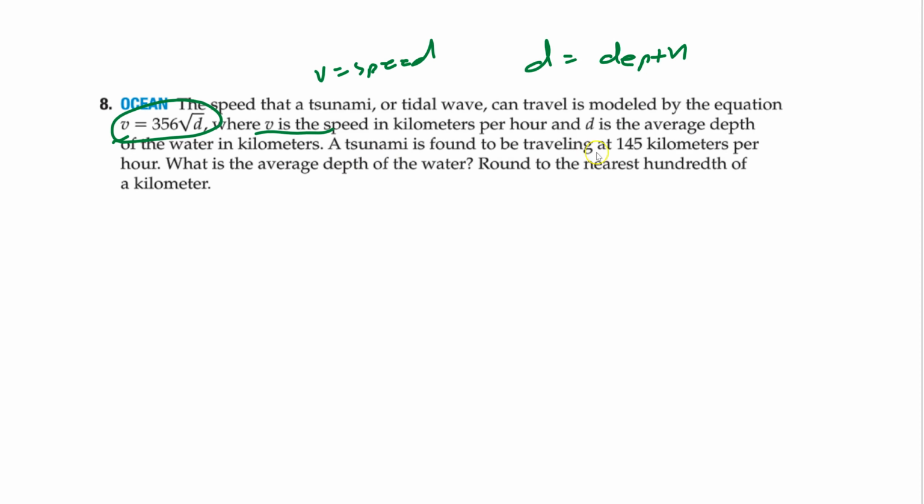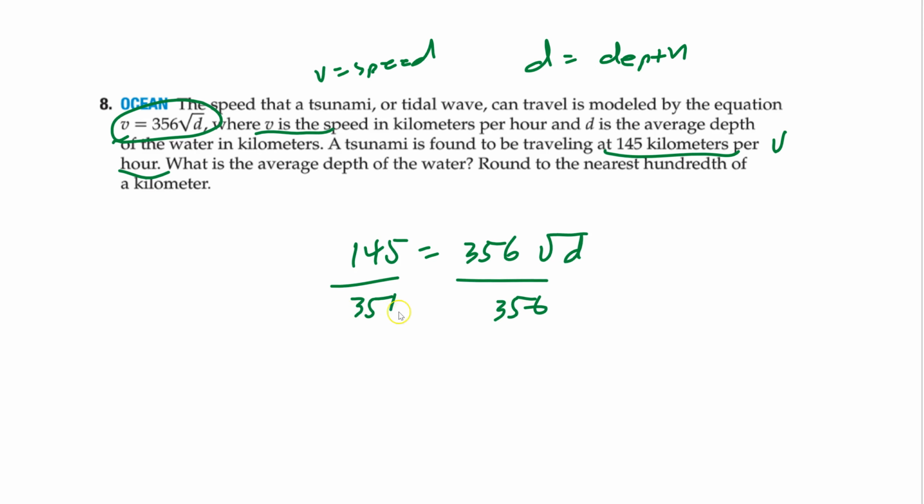A tsunami is found to be traveling at 145 kilometers per hour. That's the speed. They're giving us V right now, so we're going to plug that in for V. So it's going to be 145 equals 356 radical D. What is the average depth of the water? So we have to find D. All we do is solve for D. Divide by 356, so you get 145 over 356 equals the square root of D.